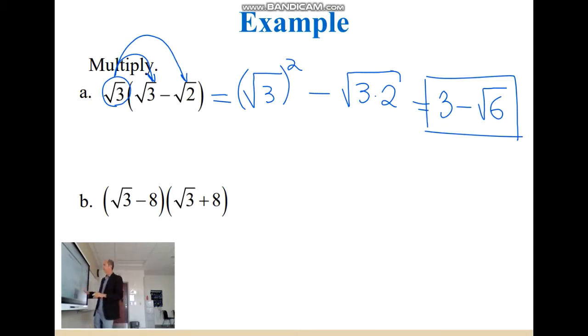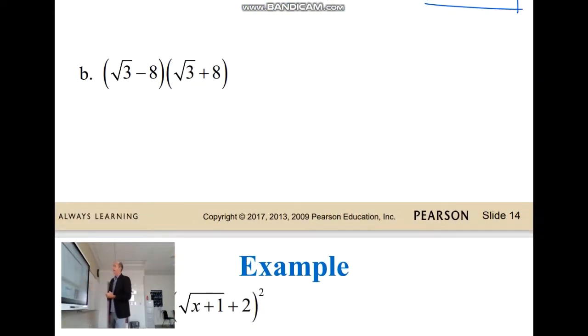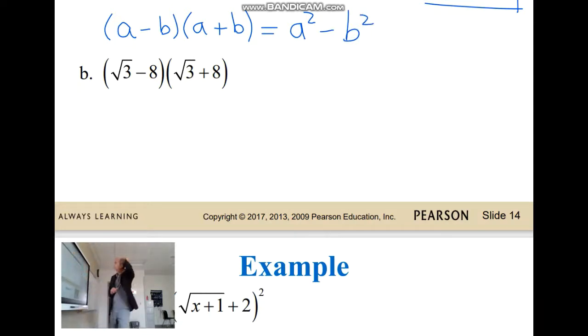Next one, let me move this up. Next one, we are now multiplying square root of 3 minus 8 by square root of 3 plus 8. And we have to remember this special product here: a minus b multiplied by a plus b equals a squared minus b squared. Do you remember this special product? This is what we're going to apply to find the result for this multiplication.